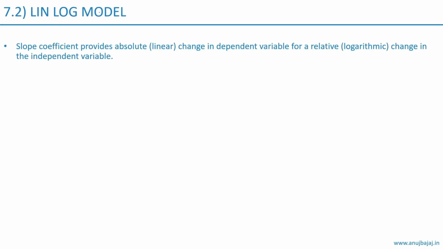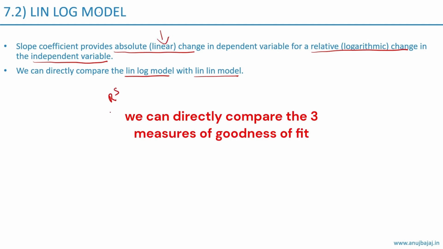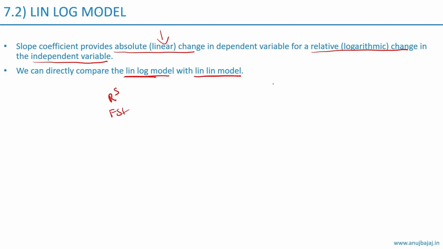In a Lin log model, the slope coefficient provides the absolute change in the dependent variable for a logarithmic change in the independent variable. And because the dependent variable in both the Lin log model and the Lin model is in the same form, they are both in the linear form, we can directly compare R square or say the F stat of the Lin log model and the Lin model to find out which model does a better job of explaining the dependent variable.